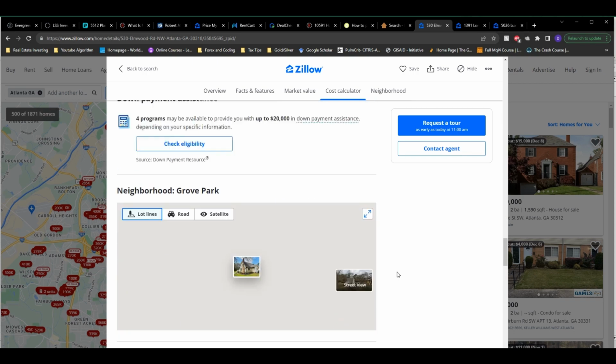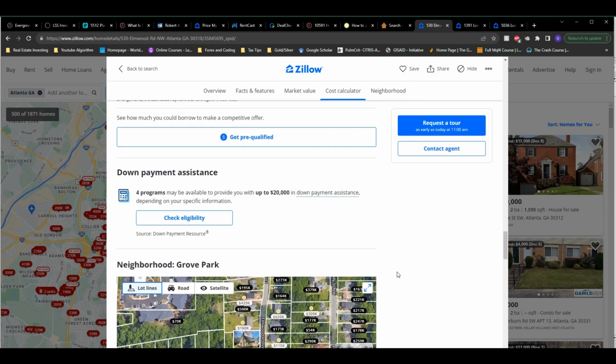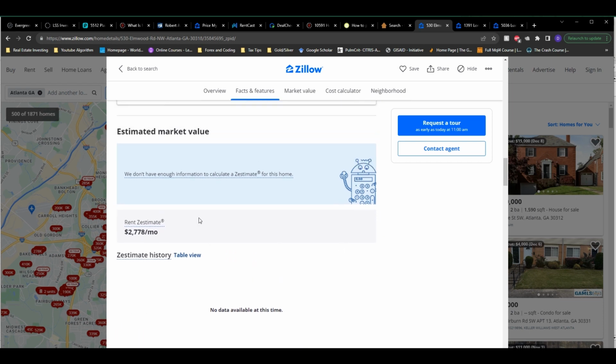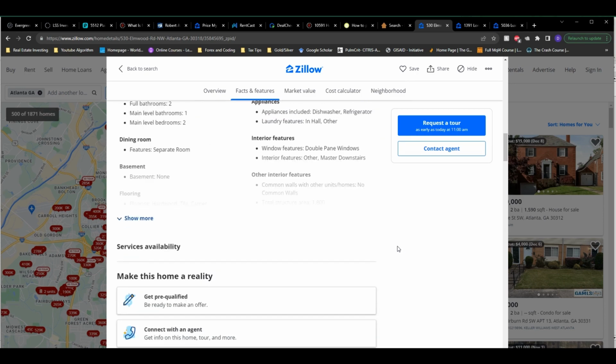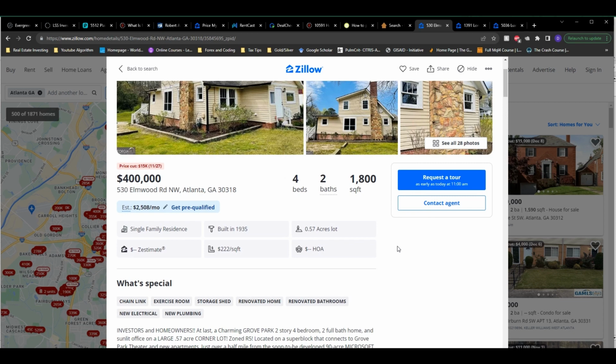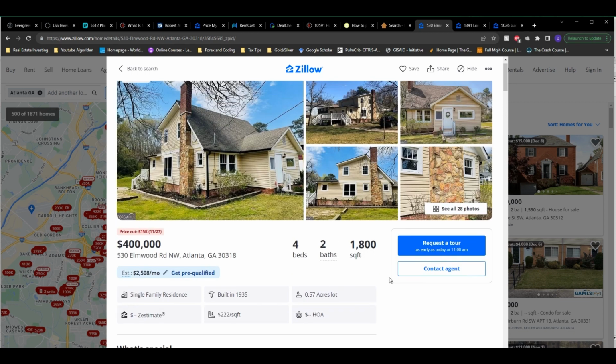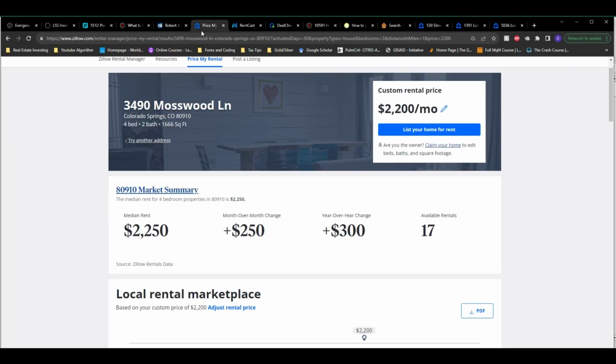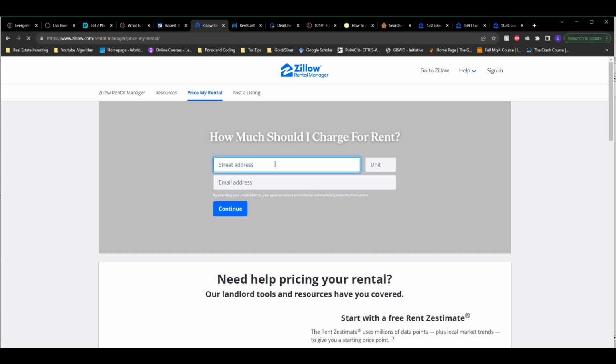So on this screen here, on this page from Zillow, I do not see an estimated market value. Oh, here it is. We're seeing about $2,700 a month on rent. That seemed a little high. I'm going to take a look at the square footage here. 1,800 square feet. I think this is Atlanta, so it's quite possible. What I think I'm going to do is put this over on the Price My Rental and double check that because that seems a little high.